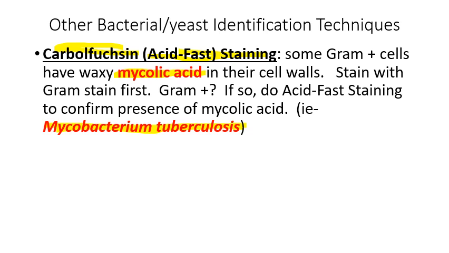And so how do we do that? We use acid-fast staining. We use carbolfuchsin. Right? So carbolfuchsin is used for acid-fast staining.